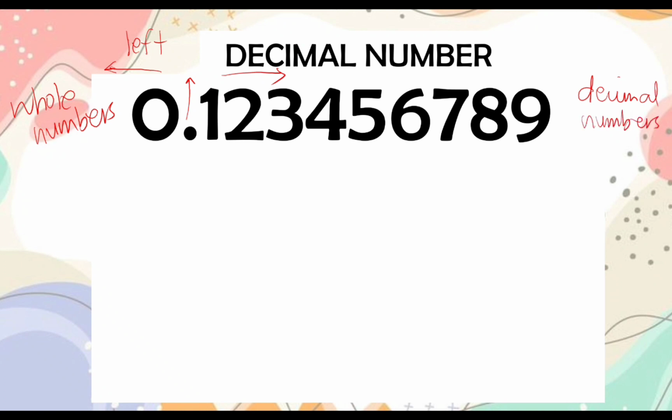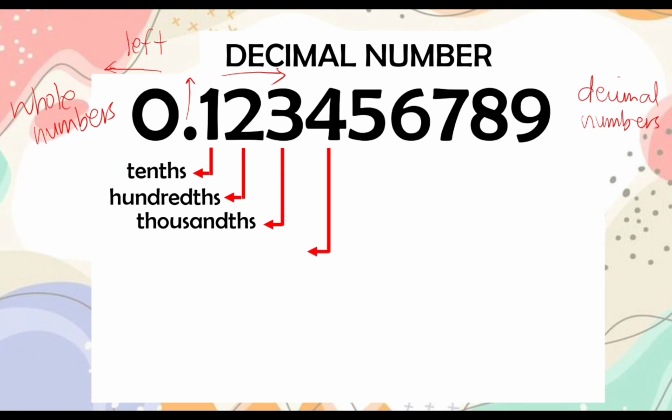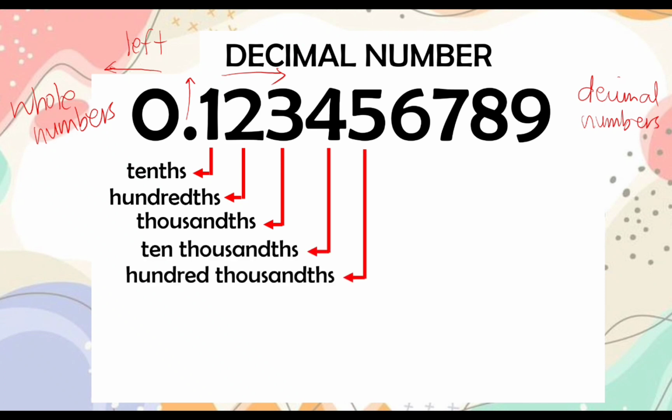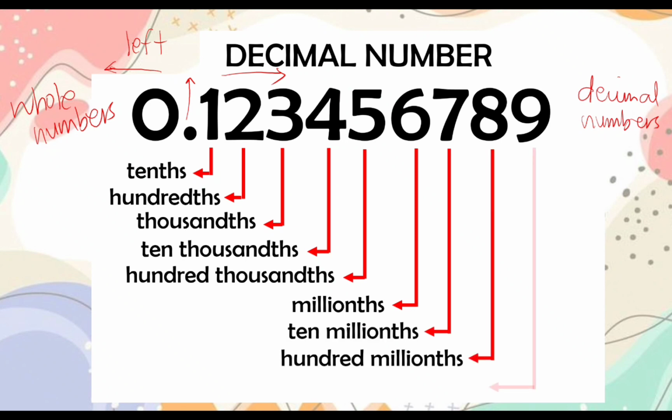Okay, kung ang ating mga whole numbers ay may place values, ang ating decimal numbers ay meron ding place value. So, isa-isahin natin yung place values ng decimal number. Yung nasa tabi ng decimal point, ang unang digit ng decimal number ay tinatawag nating tenths. Next is what we call the hundredths. We have the thousandths, ten thousandths, hundred thousandths, millionths, ten millionths, hundred millionths, billionths, and so on and so forth.